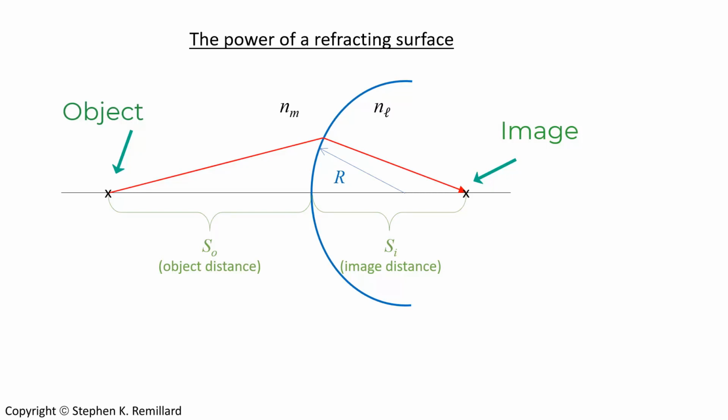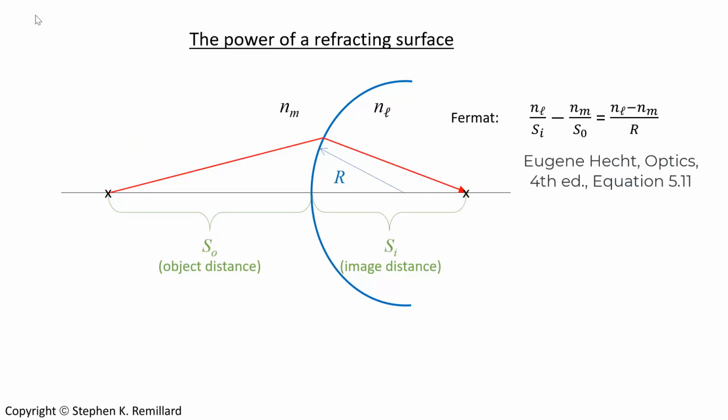along with the radius of curvature of the glass. The refractive index of the lens divided by the image distance, minus the refractive index of the medium, n sub m, divided by the object distance, makes a difference that can be related to the difference in refractive indices over the radius of curvature. So that's a working equation.